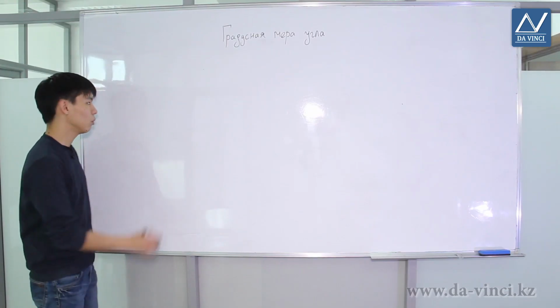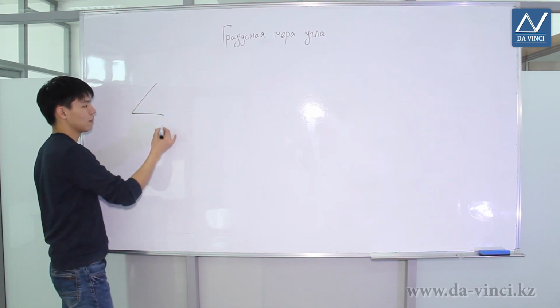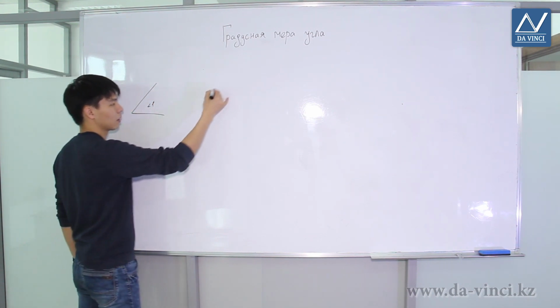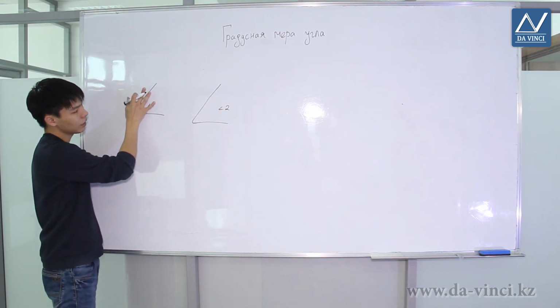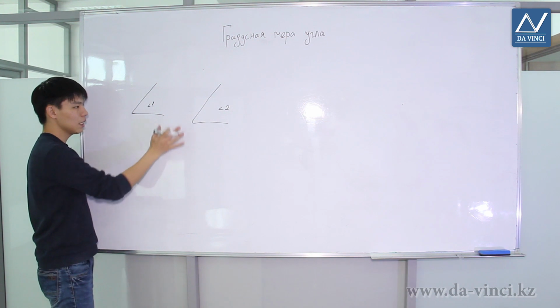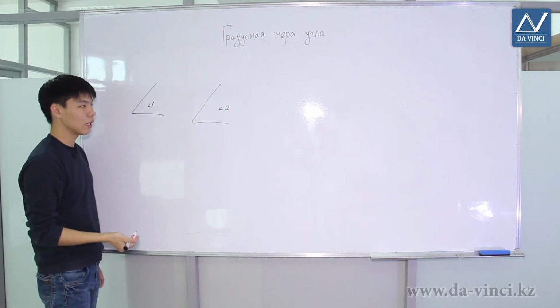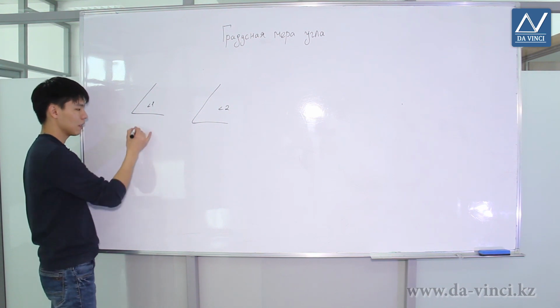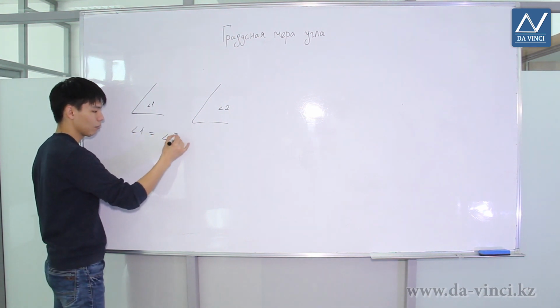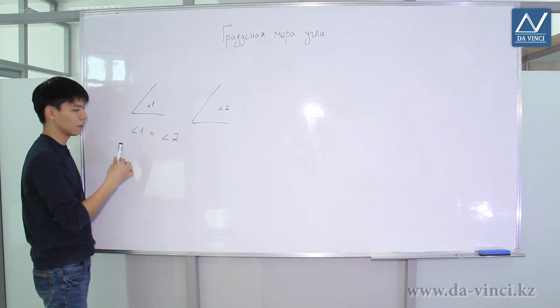We know how to compare angles. Let's assume we have two angles. Let's represent them as angle 1 and angle 2. To compare these two angles, we need to superimpose one angle onto the other. If these angles coincide, then they are equal. So, the degree measures of equal angles are the same. Accordingly, if angle 1 is equal to angle 2, then their degree measures are the same.